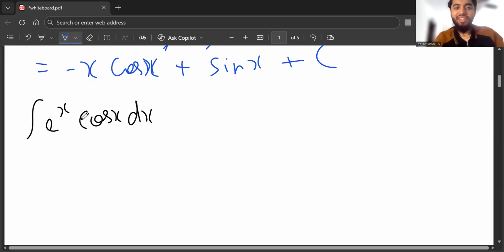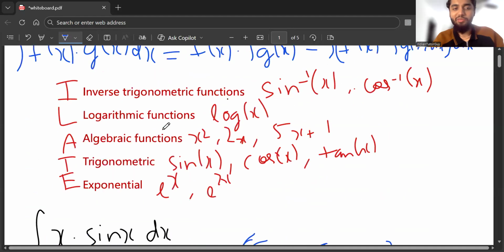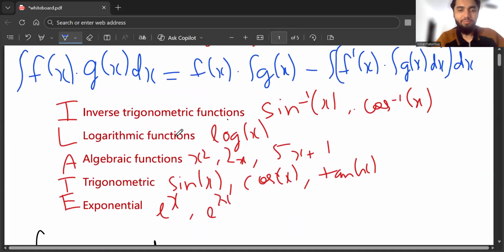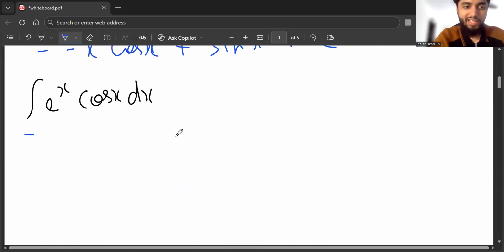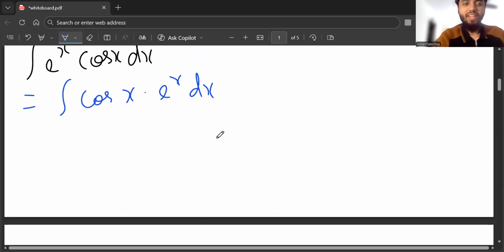Because if I write it this way, e to the x, which is the exponential, would be f of x, and that would not be ideal. So the ideal way to write this according to the ILATE rule would be integral of cosine of x times e to the x dx. Now that we have that out of the way, we can go ahead and apply the formula.